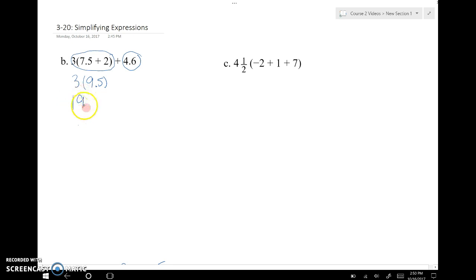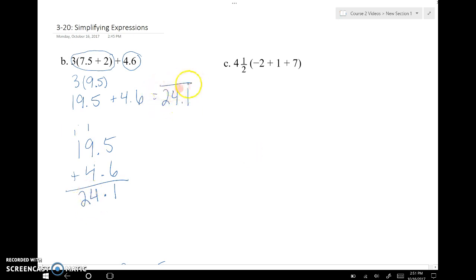So that's 19.5. And I'm adding to it 4 6/10. So it's always nice to line up your decimals vertically. Make sure that the decimal points are lined up. And if I add 5/10 and 6/10, I get 11/10, so I'm going to carry the 1. 9 plus 1 is 10, plus 4 is 14, carry the 1, and I get 2. My answer is 24 1/10.